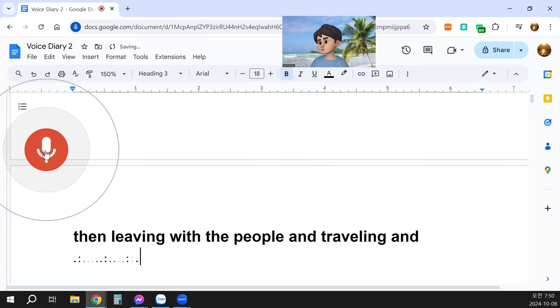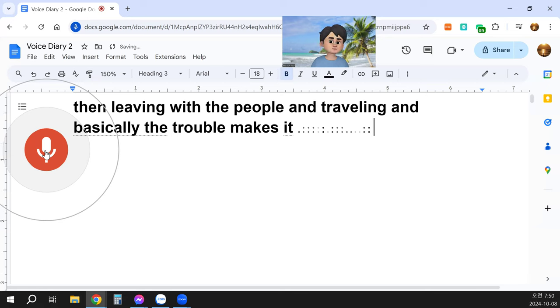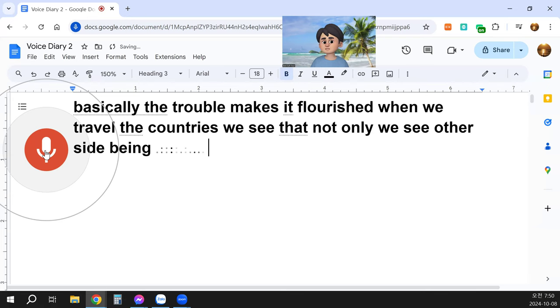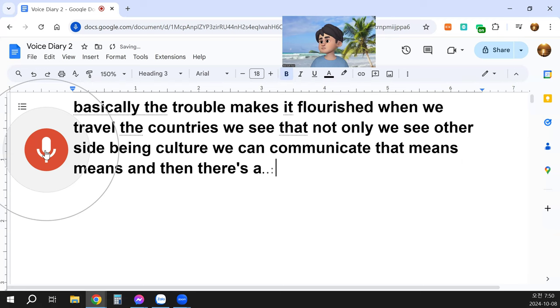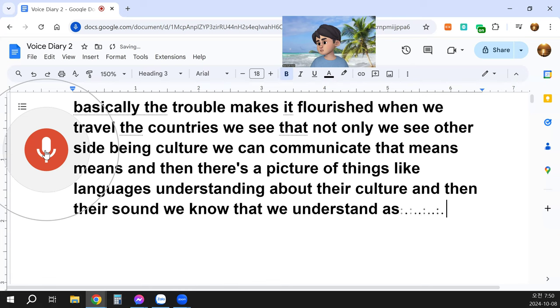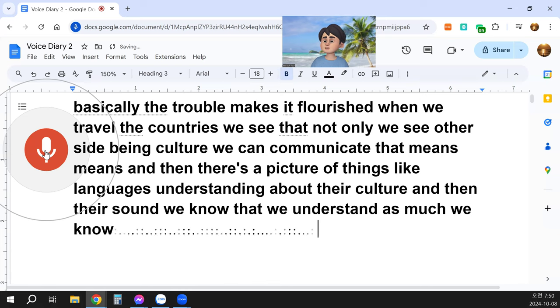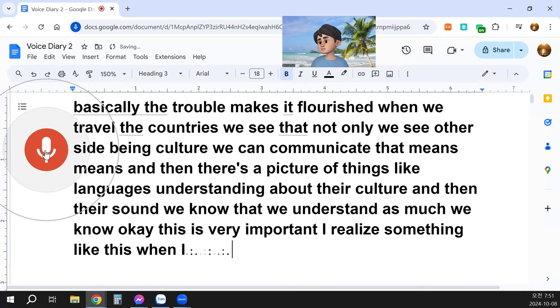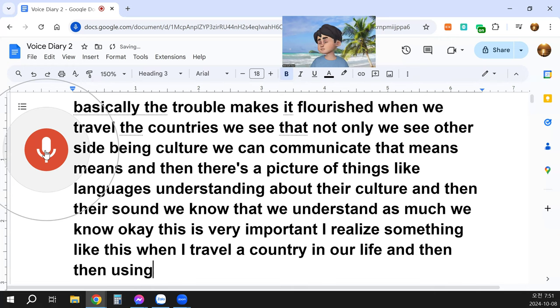When we travel to countries, we not only see the sights and culture, we can communicate. There are visible things and invisible things. Invisible things are like languages, understanding their culture and their sound. We understand that this is very important. As a traveler, I realize this always when I travel to a country. Life is the same. To make our life flourish, we use AI to study languages smartly.